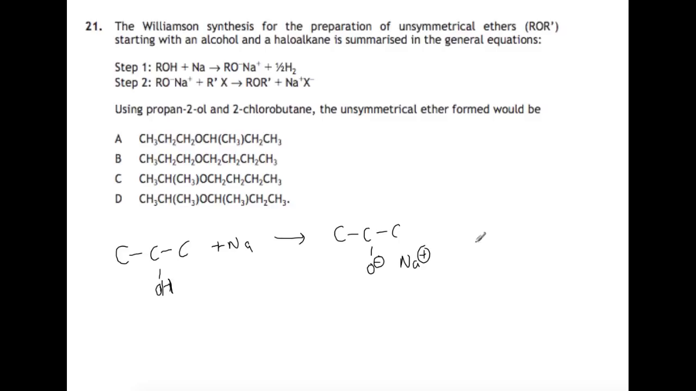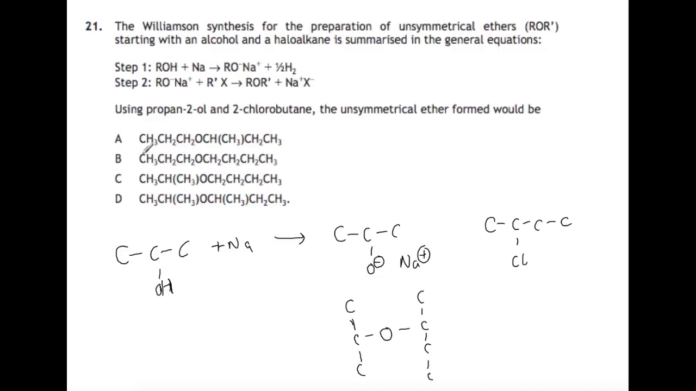haloalkane, which in this case is chlorobutane. So if we draw our 2-chlorobutane, here's our butane, and on the second carbon we have a chlorine. So we are substituting this chlorine for this group here. So if we draw that out, you can see that we've taken away the chlorine and we have added on this alkoxide group.